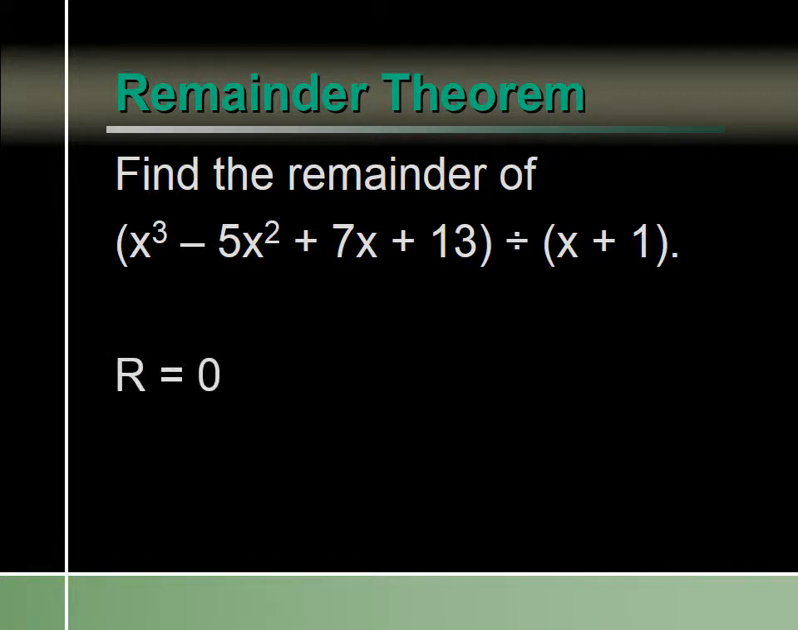So we plug in -1 for x. And when we do that, -1 cubed minus 5 times -1 squared plus 7 times -1 plus 13 gives us 0. And we get a remainder of 0. Ooh, if it's a remainder of 0, remember, in long division, if there's no remainder, that means that x plus 1 divides evenly into x cubed minus 5x squared plus 7x plus 13, which means that x plus 1, since it had a remainder of 0, is a factor of this polynomial.